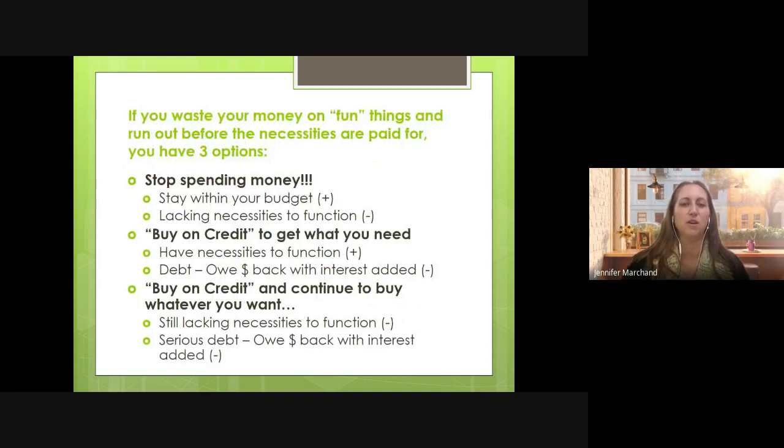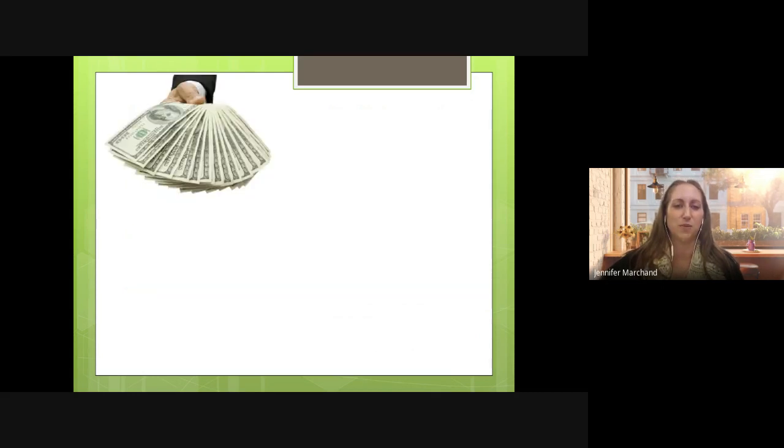we have three different options. So we can stop spending our money, which will help us stay in budget, but we lack the necessities to function. We could also buy on credit, which would mean that we would have the necessities to function, but we would have debt and we would owe back with interest. And then you can also buy on credit, but continue to buy whatever you want, which means we're still going to be lacking the necessities and then owe a serious debt back with interest.